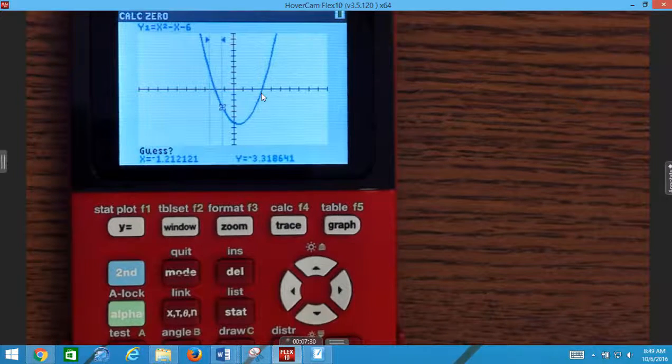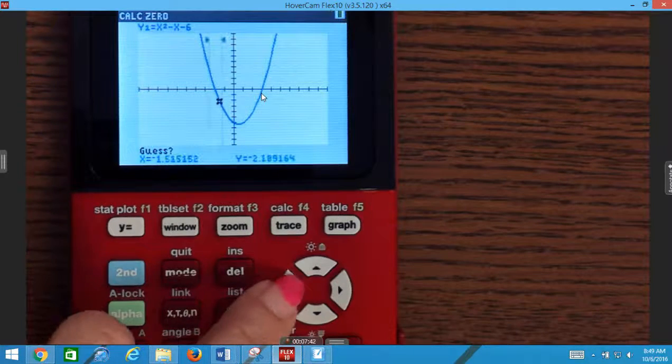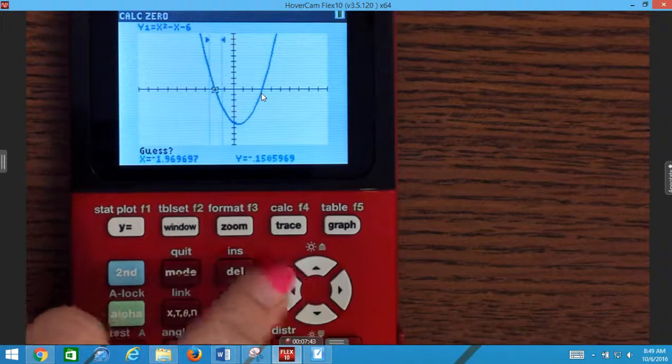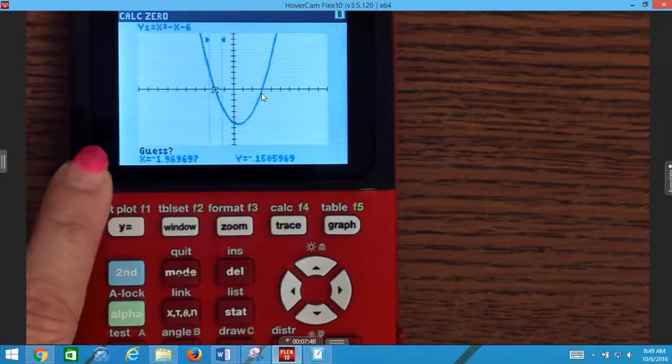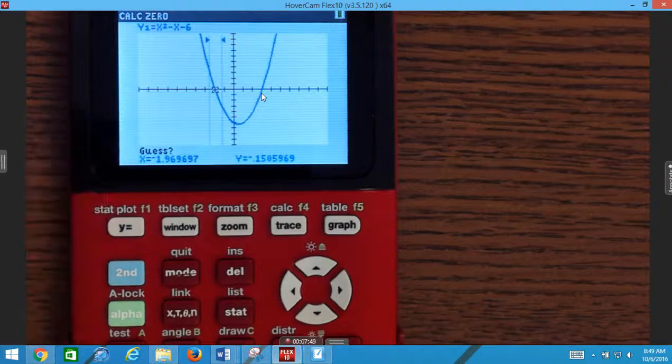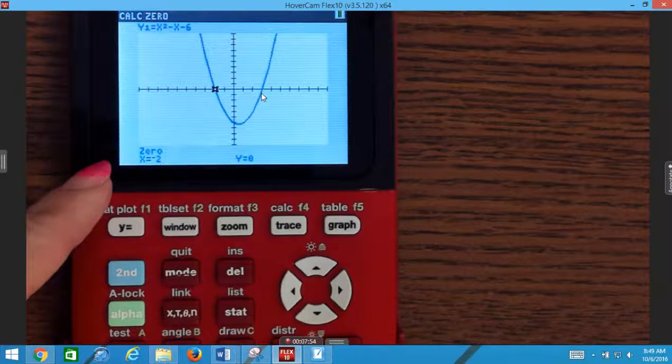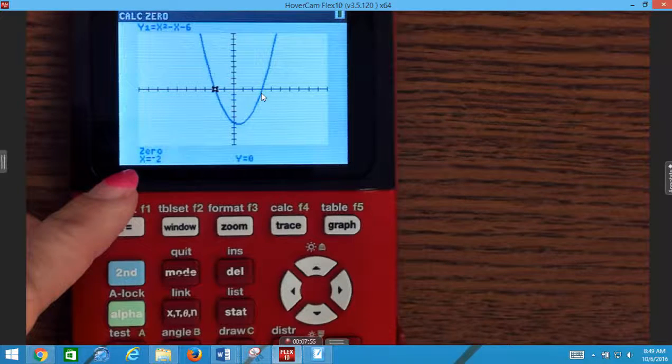Okay, so second trace, 0, and then choose the 0. And then again, you're going to the left and the right of the x-intercept. When you get as far as I've gotten and it says guess, that's where you go close to the x-intercept and you hit enter. And then it should tell you at the bottom, this is the 0, -2, 0.